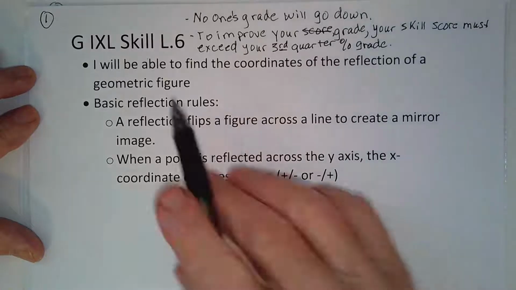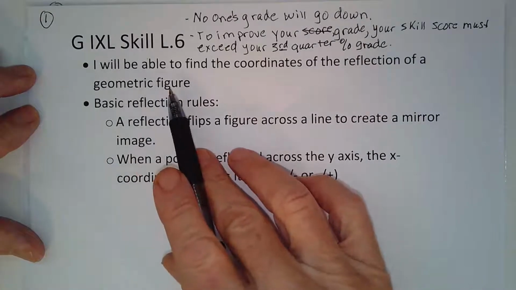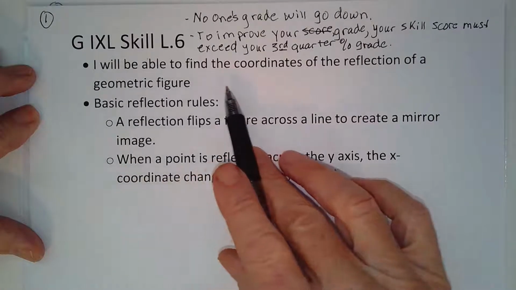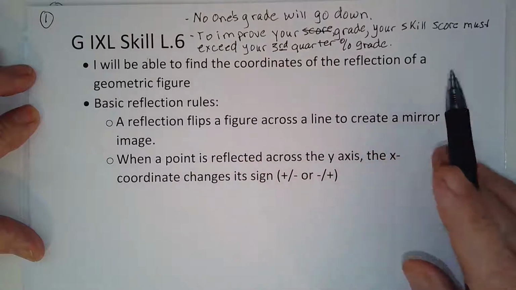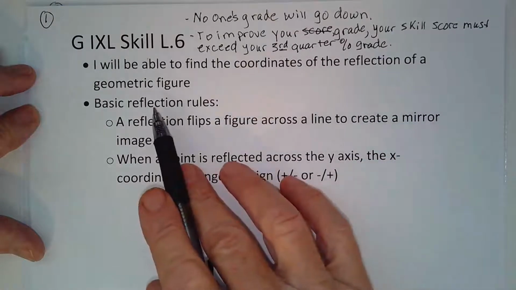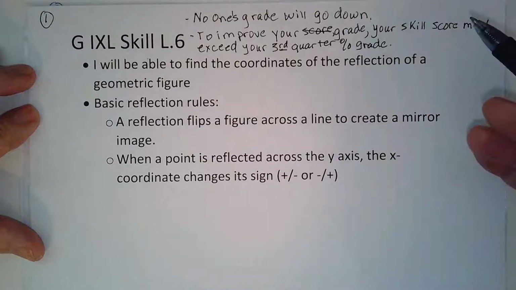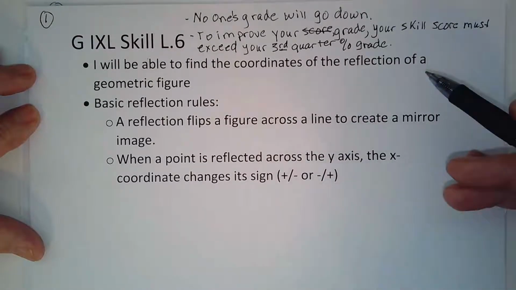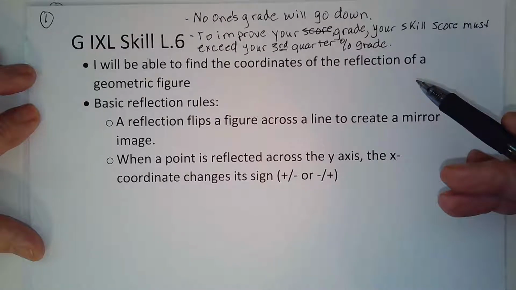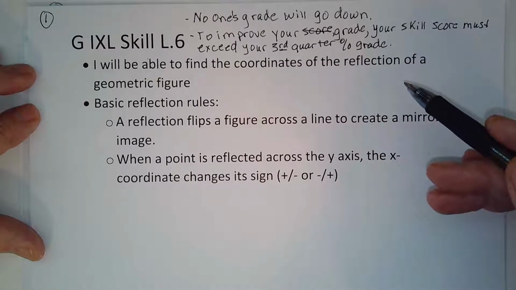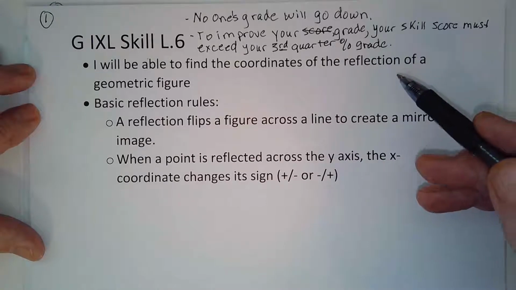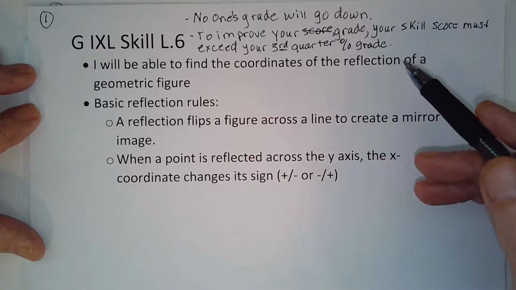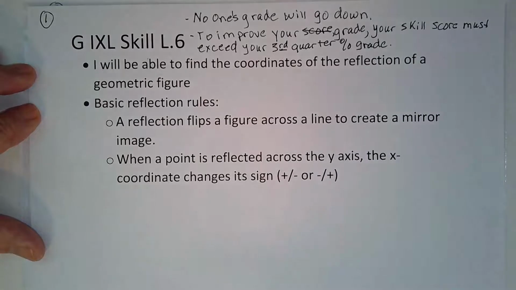All right. So skill L6, what you're going to be able to do is to find the coordinates of the reflection of a geometric figure. So yesterday we did translations. And so we were moving one point in one direction, first horizontally and then vertically, and then that would draw the other points along because it's a rigid transformation and your geometric shape would not change.